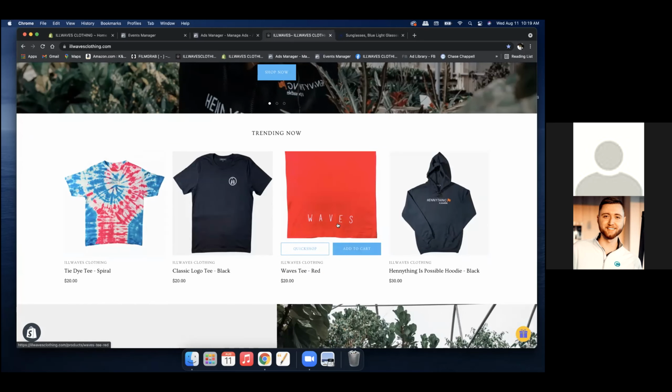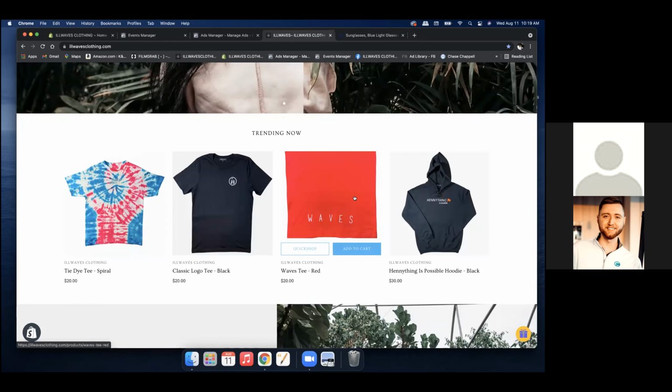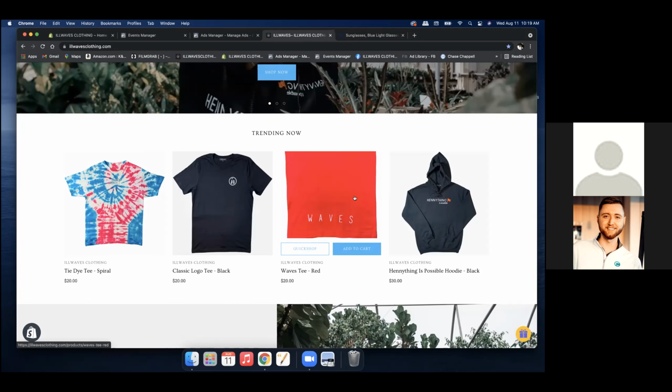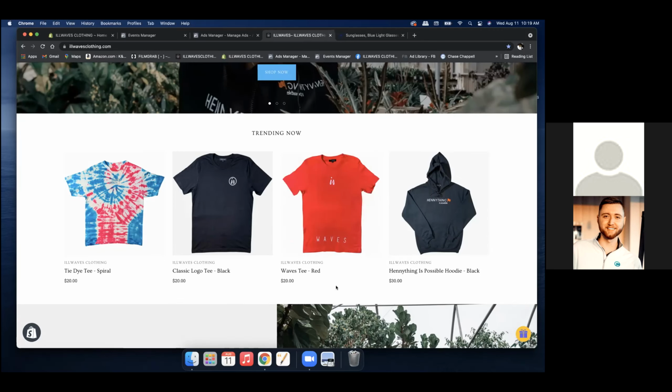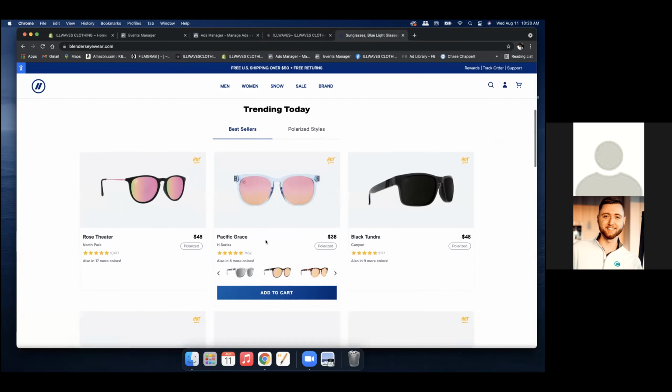These here, perfect. You have the cart button showing up. The text needs to be bold here as well. Waves T red, that needs to be bold. Your font needs to change too. Is that your brand font? No, it's just, all right, let's change it. Something simple like Helvetica. Go back to Blenders, we'll just keep using them. Look at the boldness of the text. It's very easy to read.